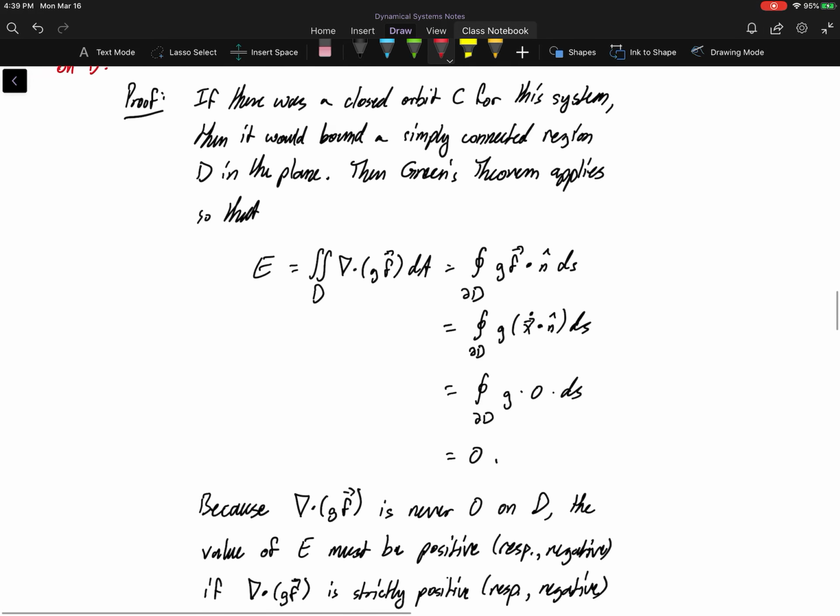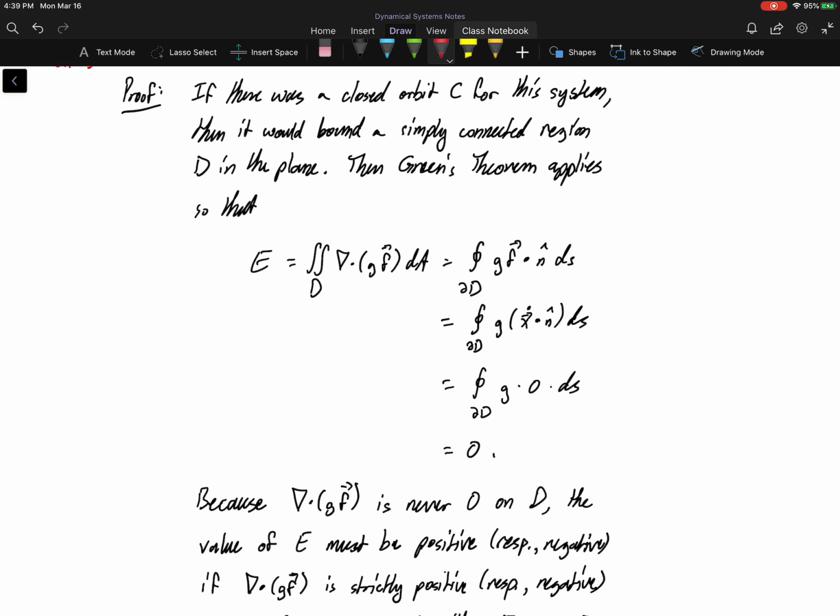So here's the proof. It's by contradiction. Suppose that there was a closed orbit for the system sitting entirely inside of D. Then it would have to bound some simply connected region D in the plane. Closed orbits are simple closed curves. The Jordan curve theorem says that there is a bounded region, a compact region, that is contained within that curve. There's also an outside to that curve that's unbounded, but we're going to focus on the bounded region. So the divergence form of Green's theorem would apply.